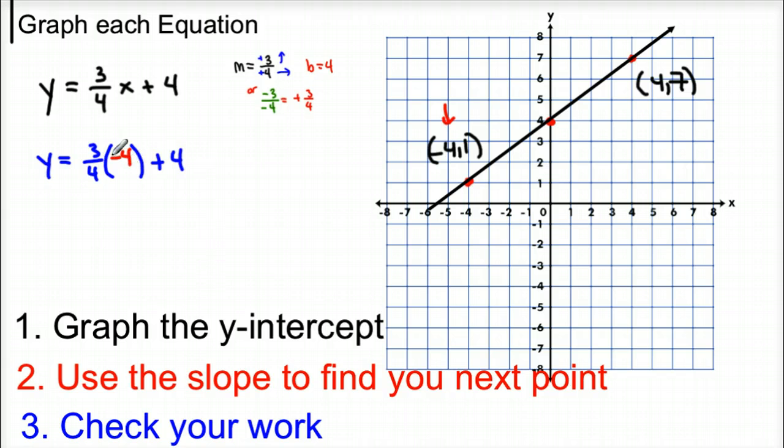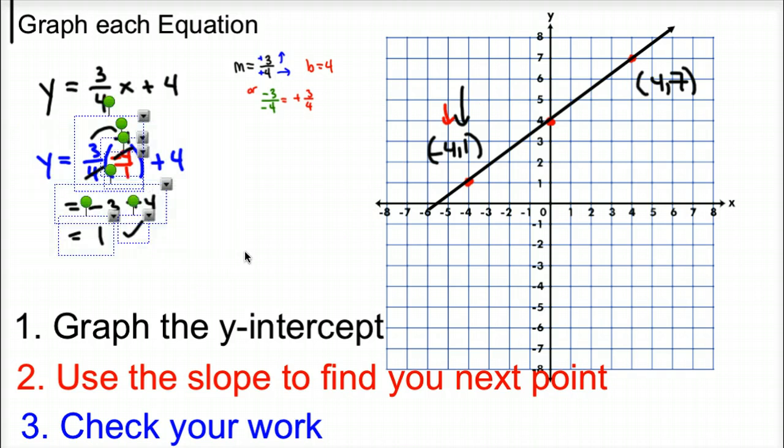Y equals negative 3/4 times negative 4, so this is like negative 4 over 1. My x and y simplify here. Negative 4 and 4 gives me negative 1 simplified. 3 times negative 1 is negative 3 plus 4, and negative 3 plus 4 is 1. Go back and check. Does my output equal 1? Check. That one works. Beautiful.